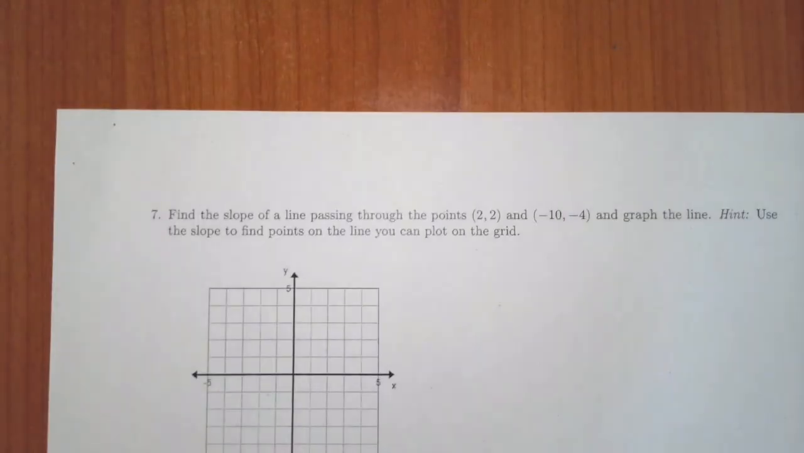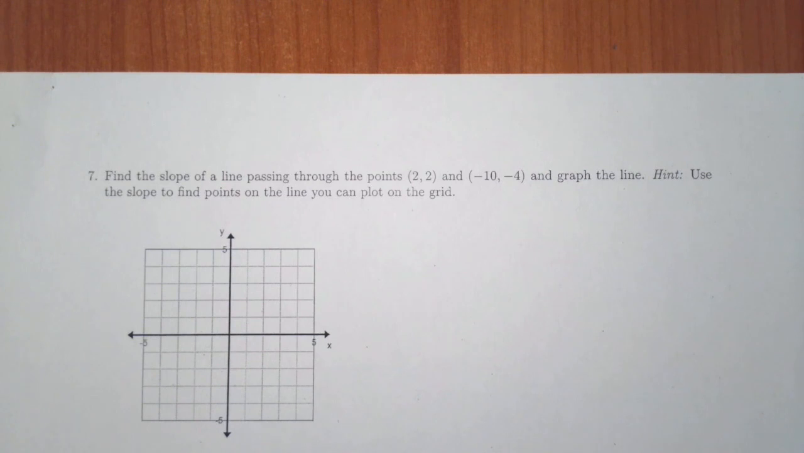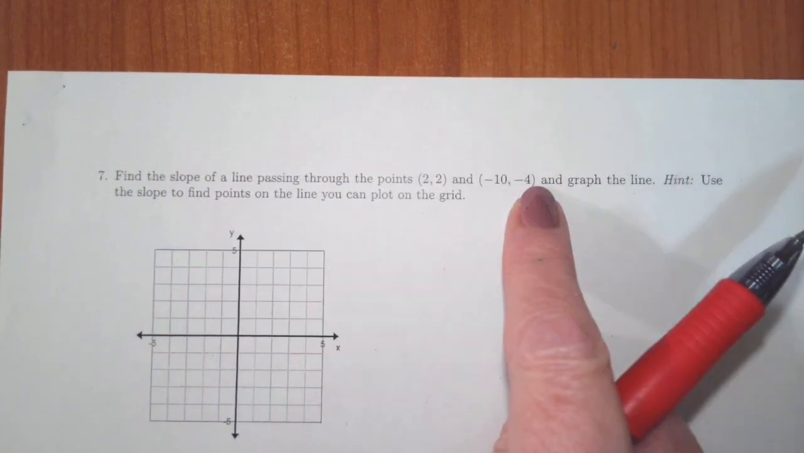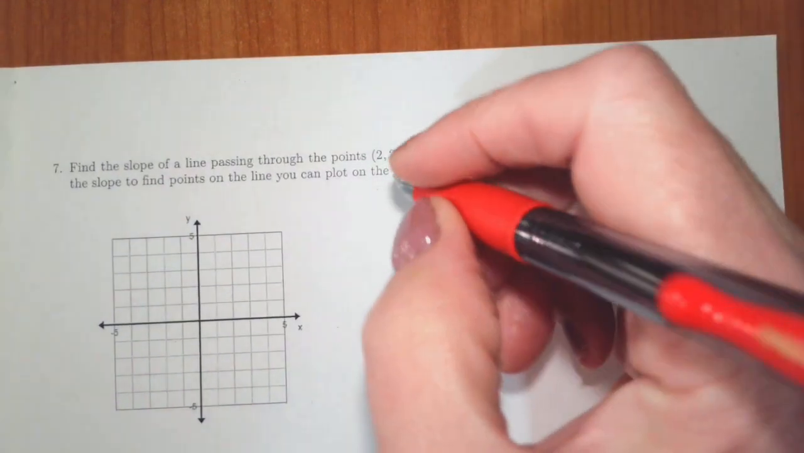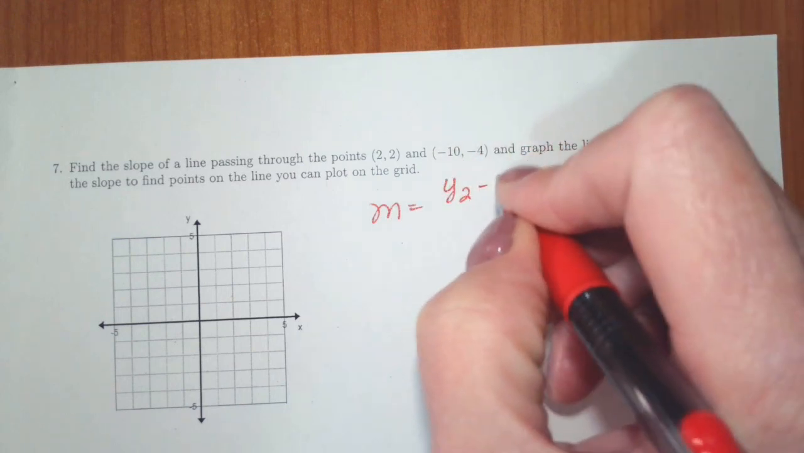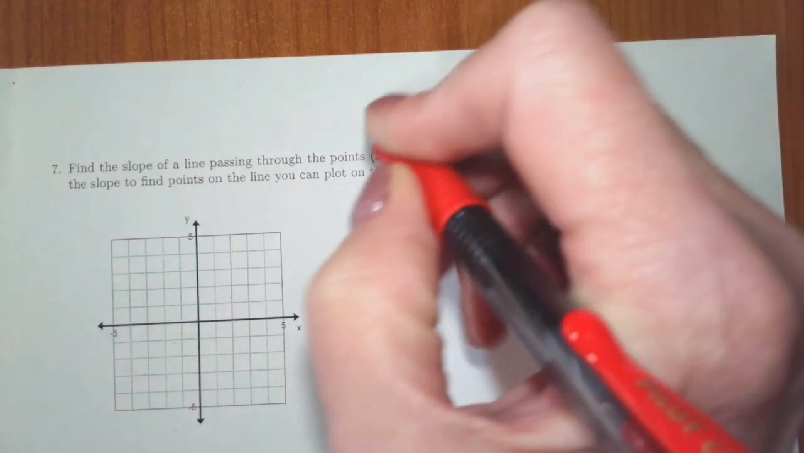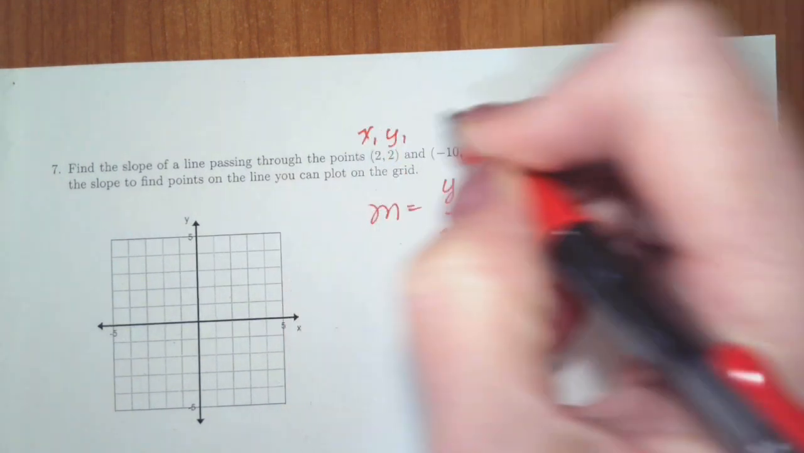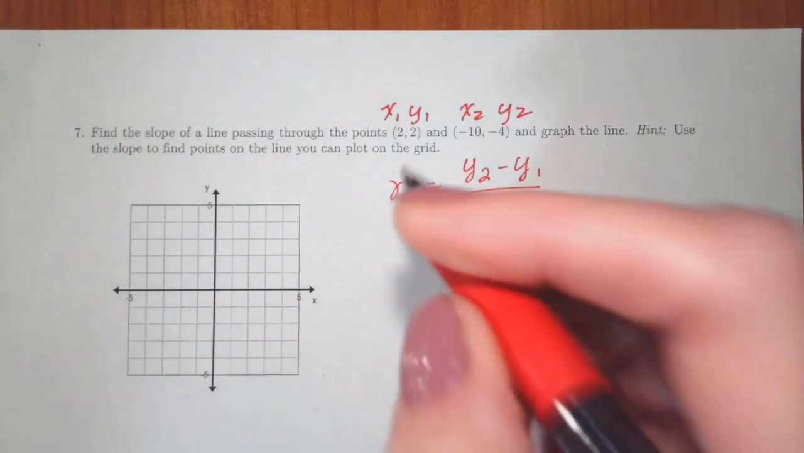Okay. All right, find the slope of the line passing through the points 2, 2, and -10, -4. Okie dokie. Well, it gives you a hint here. -10, -4 is not on the grid. So I'm going to have to use the slope formula. So again, the slope formula is y2 minus y1 divided by x2 minus x1. We'll call this x1, y1, and this x2, y2, just because we can.